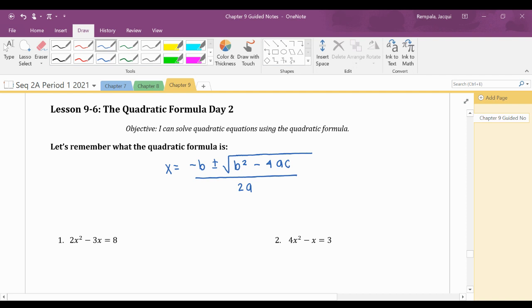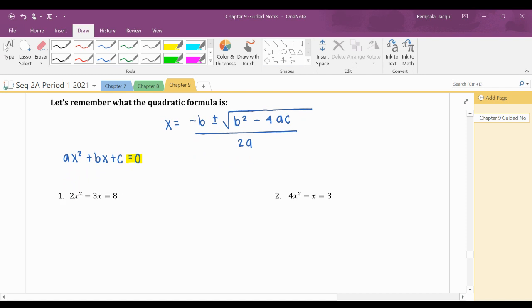Here's the thing though, in our last lesson, remember, we have to have the equation look like this: ax squared plus bx plus c equals 0. If we do not have this equaling 0, we do not have enough information to correctly identify the a, the b, and the c. So that's what we're going to be doing today. We're going to have to make an equation equal 0 before we can start doing the quadratic formula.